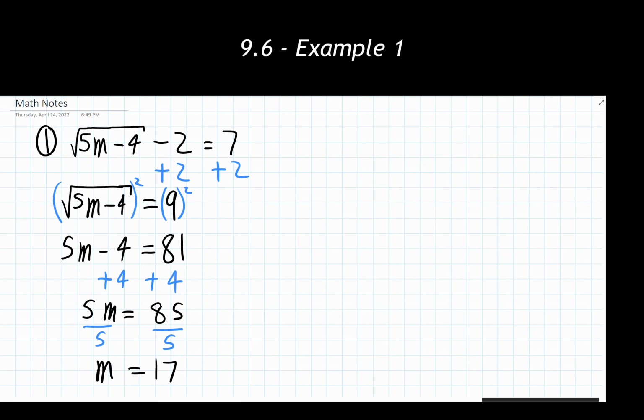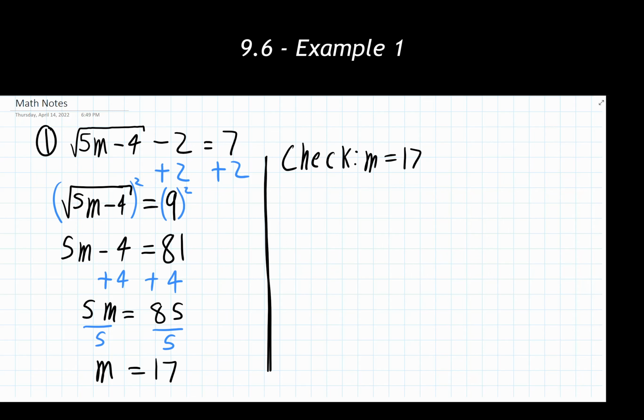Awesome. Now we need to go through and check our answer, make sure that we have the correct thing here. My recommendation is let's write out for ourselves, I'm checking that m equals 17 is an answer. When I write this out, I think it's good practice to write the original problem at least once for yourself, and then on the next line below that, plug in the number that you found.